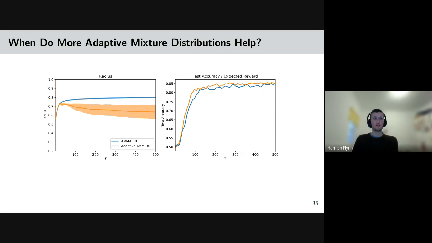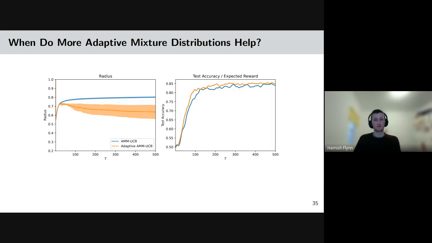So the question really is, when do more adaptive mixture distributions actually help us? We ran AMM-UCB in one of the hyperparameter tuning problems from before, once with the standard mixture distributions and once with this more adaptive sequence of mixture distributions. In this problem, it did make a small difference to the expected reward at each step. We also recorded the radius quantity with each mixture distribution. Before we bounded it by order d log t, but in this case, it actually looks like the radius is or could be bounded by a constant in t.